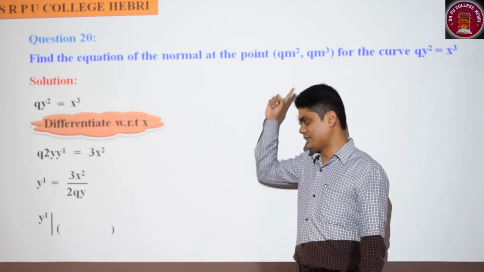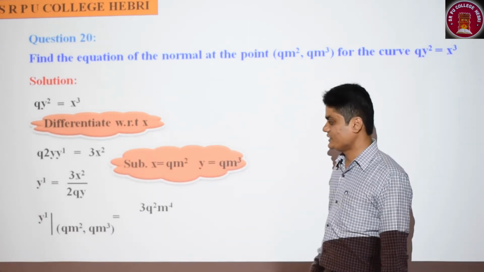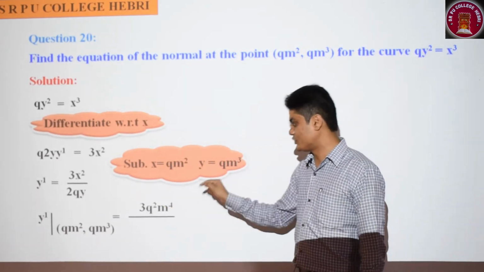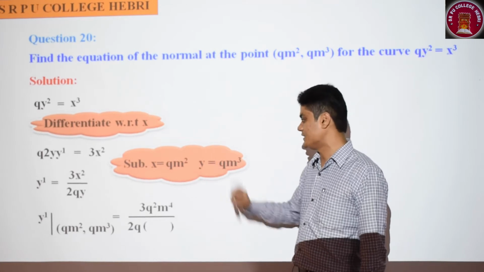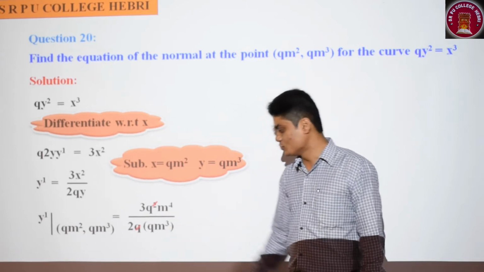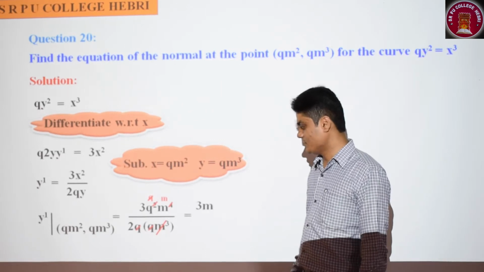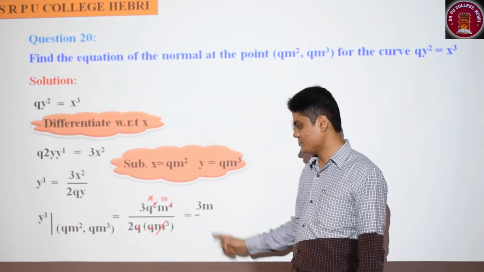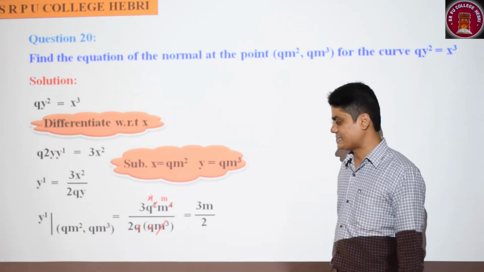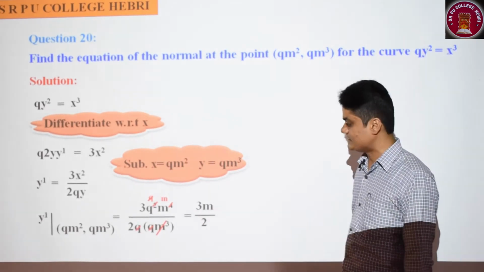So y dash at this particular point is, as I told, replaced. 3 into x square, which is q square m to the power 4, divided by 2 times q, which will come as it is. What is y? qm cube. So one q cancels, and m cube also cancels. So what is the simplest form? 3m divided by 2. That's it. The q term gets cancelled, which is better because q is unknown. If it is not there in the expression, then only this work will be easy.